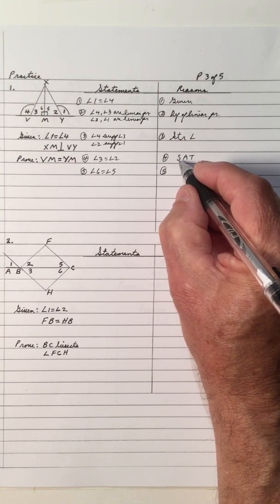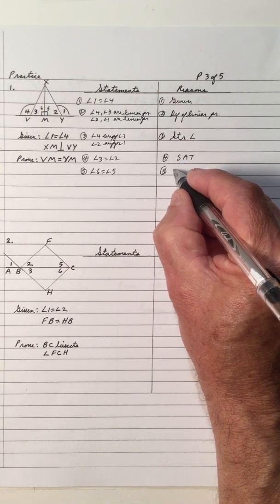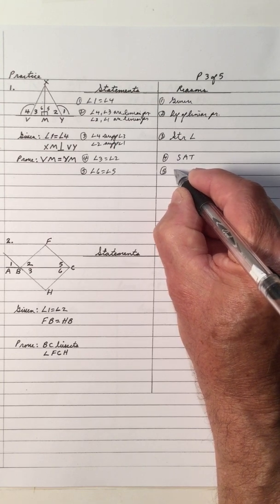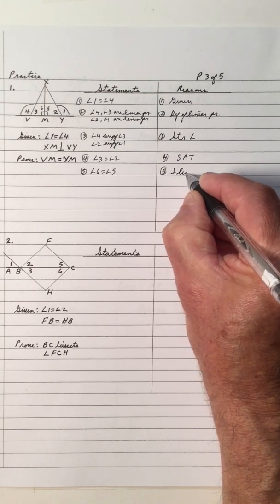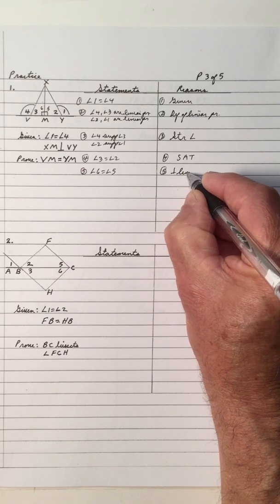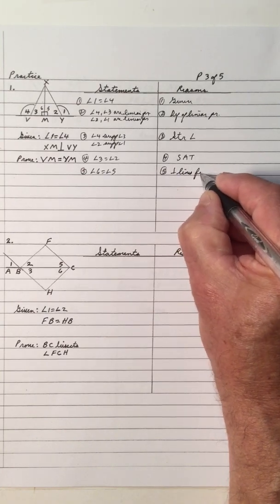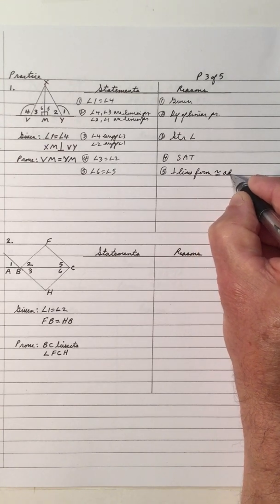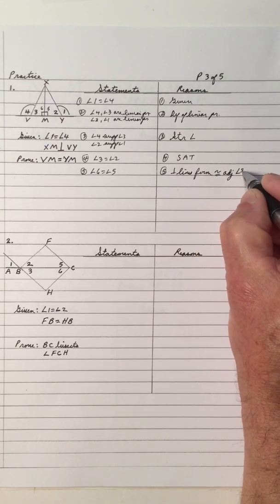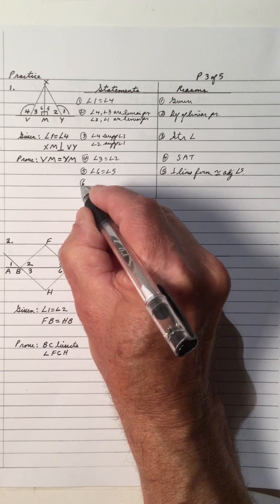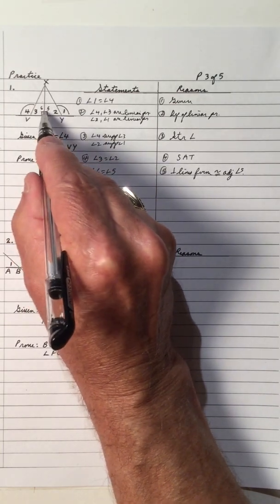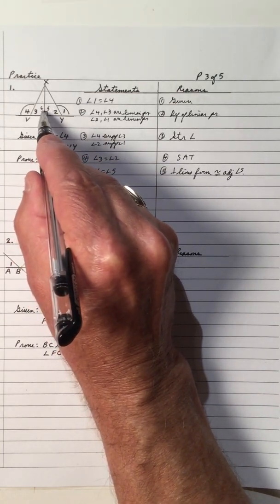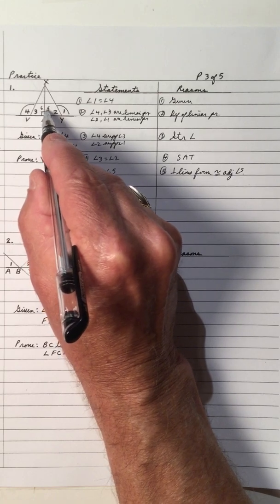perpendicular lines form congruent adjacent angles. Perpendicular lines or segments form congruent adjacent angles. We did that in an earlier proof. What happens is that because they're perpendicular, these are 2 right angles. And because they're right angles, they're 90 degrees and they're equal.